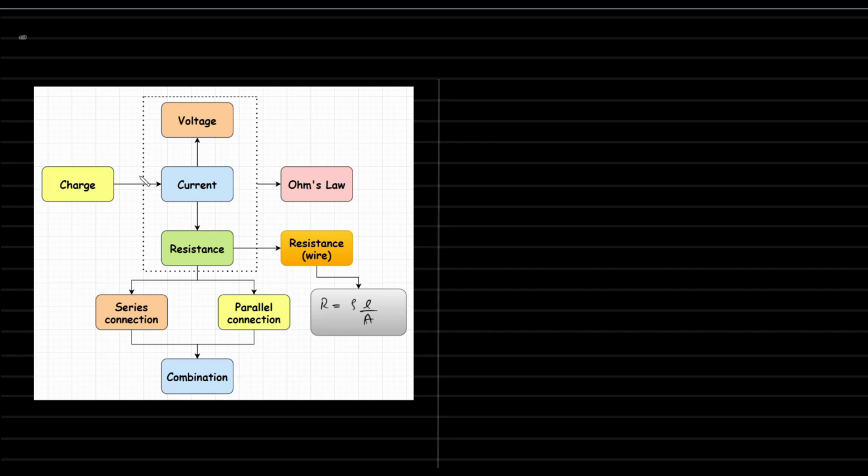Now we have seen that when charges move, it is called current. The cause of it is voltage, and what makes use of the energy is your resistance, right? And we also learned about the resistivity or resistance of a wire given by R is equal to rho L by A. Now we're going to learn how to connect electrical components. So we have series and the other one is parallel, and the combination is also possible.